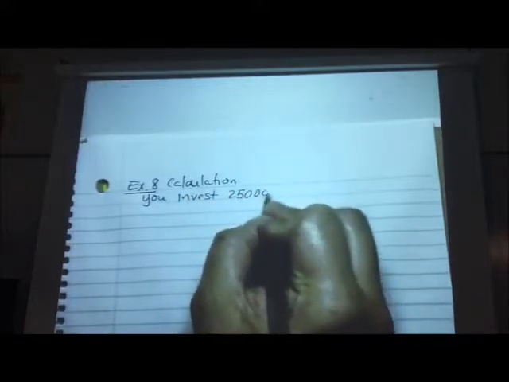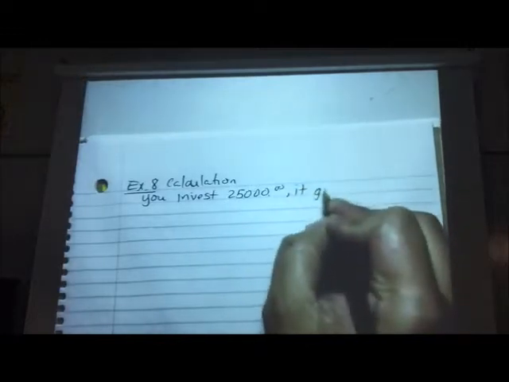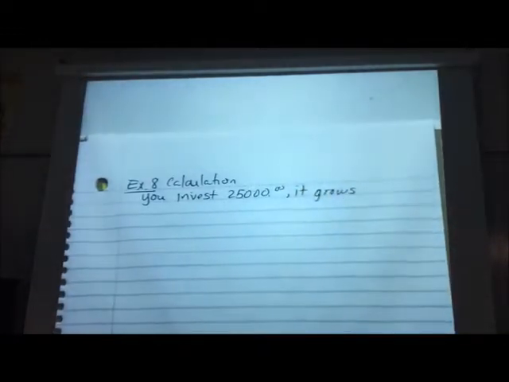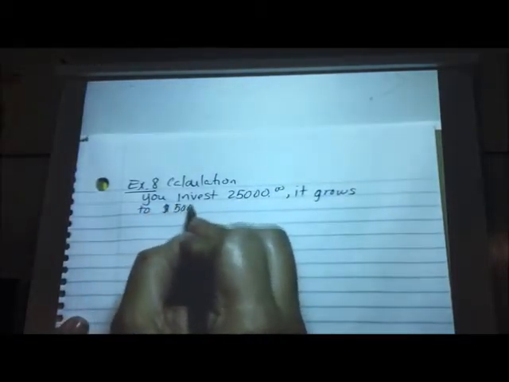The last example here, we're having to do calculations, basically. I don't even know what to title it. They're going to tell you a scenario. You invest $25,000 in a bank, whatever. I don't think it's a bank because it grows. That means it grows to $500,000.